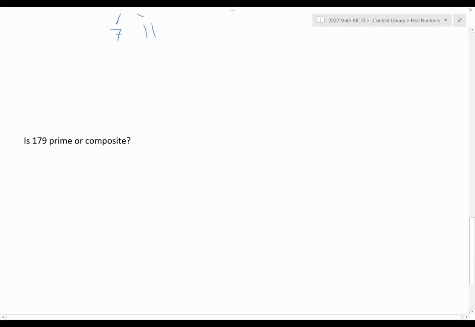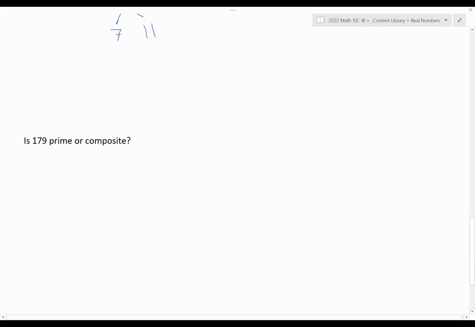So for example, 24 can be written as 4 times 6. 4 and 6 are not prime, but I can break it down further. 4 is 2 times 2 and 6 is 2 times 3, so 2 times 2 times 2 times 3 would be 24. So if a number can be factored, it has prime factors. So for 179, I really only have to check prime numbers, and I only have to check prime numbers up to the square root of the number.